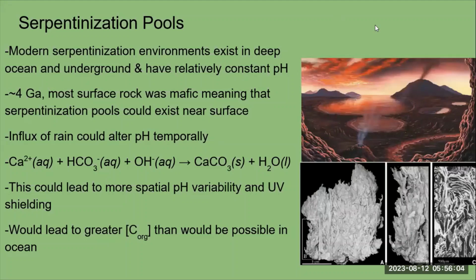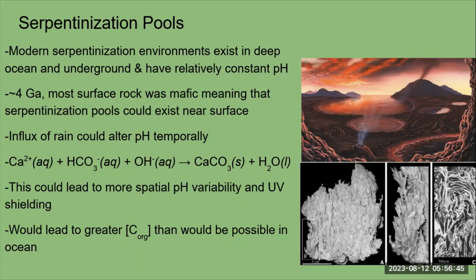Modern serpentinizing systems exist deep in the ocean or far underground, and thus have a relatively constant pH. However, 4 billion years ago, the surface rock was far more mafic than it is now, implying that serpentinizing pools would have been prevalent on the surface. The high concentration of carbon dioxide in the atmosphere would cause the rain to have a pH close to 6, which would then leach calcium out of the rocks as it flowed along the surface. As this water poured into serpentinizing systems, the alkaline pH would cause the calcium and carbon dioxide to precipitate out as calcium carbonate, forming an intricate labyrinth-like structure.